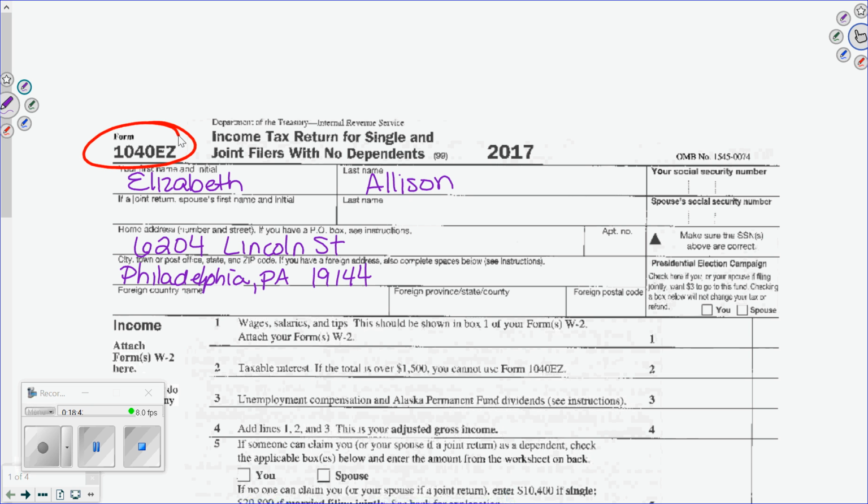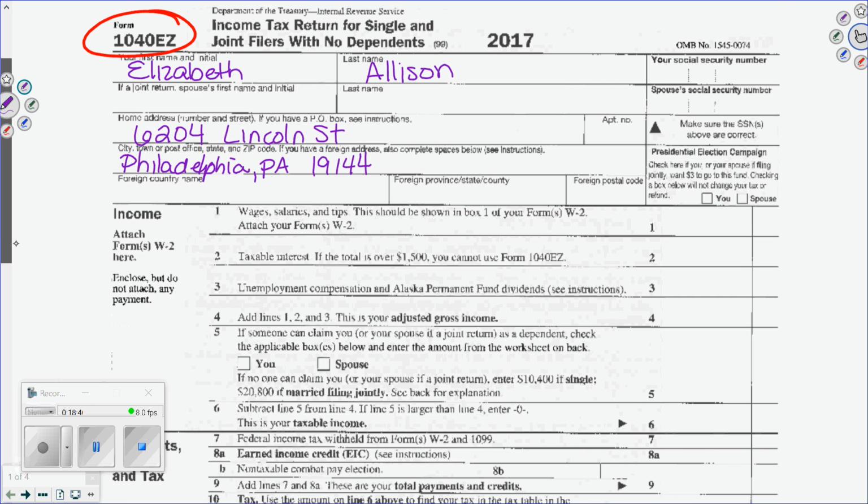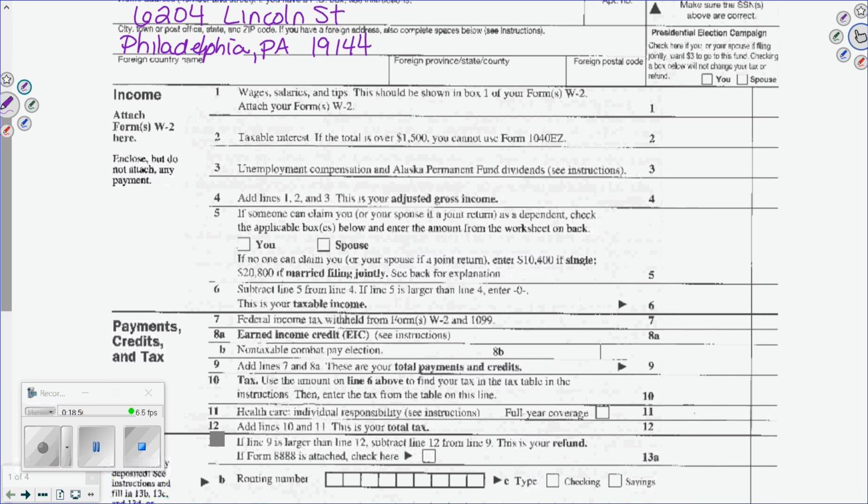Then we flip down to where it says income. They try to make these forms like those dummy forms we've worked through, the worksheets that tell you step by step what to do. The first part is all about income, all the income that you've made. It's broken down into sections like payments, credits, and tax that we're going to work through. All of the income goes here.